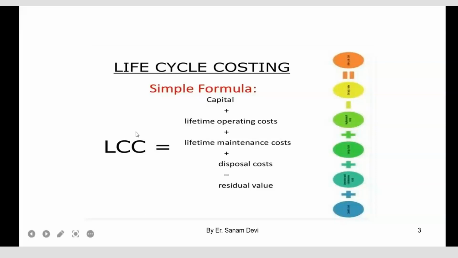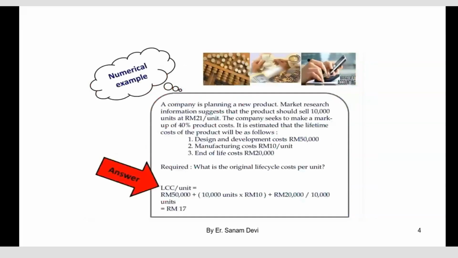If I come under any industrial stage, the first one is research and development. Another one, capital, means the product design cost. Another one is what? Here in design and development, what is it? 50,000. Manufacturing RM10 per unit. End of life cycle cost RM20,000. End of life cycle cost means if that product lasts for 10 years, then the whole year cost is 20,000. That's the thing. You understood?